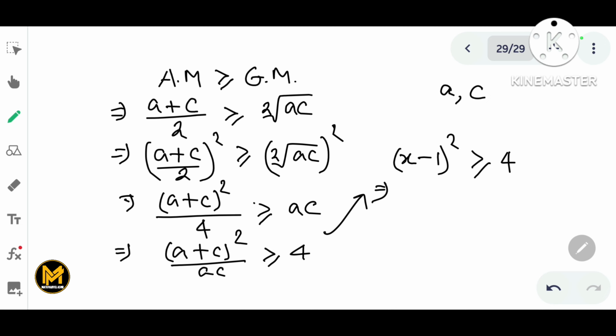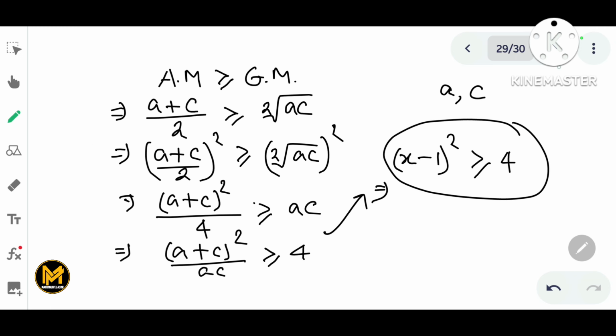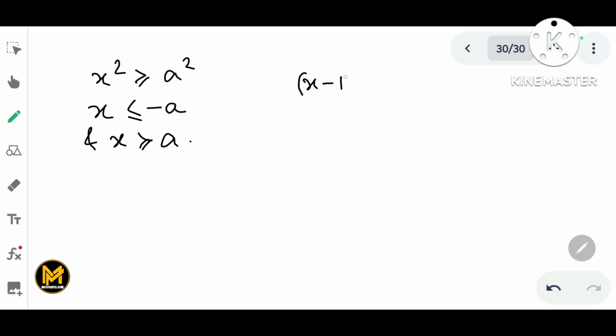Now from this inequality we get some clue. We will explain it here. We know that if x square is greater than or equal to a square, then obviously x is less than or equal to minus a, or x is greater than or equal to a. So from the derived part we can write (x minus 1) whole square is greater than or equal to 4. So easily you can write x minus 1 is less than or equal to minus 2, or x minus 1 is greater than or equal to 2.